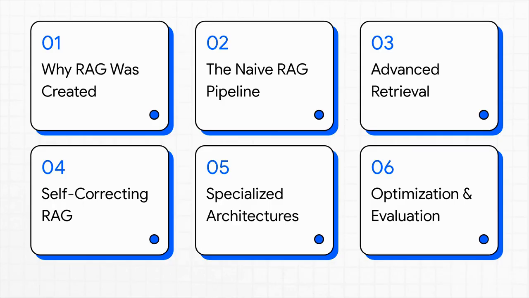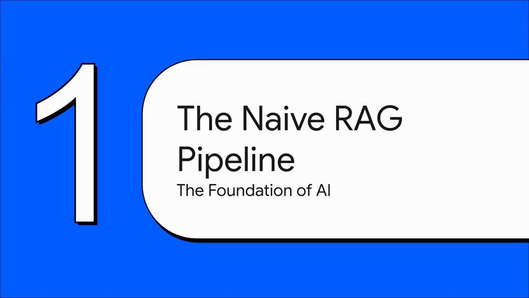All right, so here's the game plan for our journey through the evolution of RAG. We'll kick things off with why it was even created and get into the basics with the naive RAG pipeline. From there, we'll see how it gets smarter with advanced retrieval techniques. And then, this is the cool part, how it learns to think for itself with self-correcting RAG. After that, we'll look at some really specialized architectures and wrap up with how we optimize and evaluate these complex systems. Okay, let's dive in with the naive RAG pipeline.